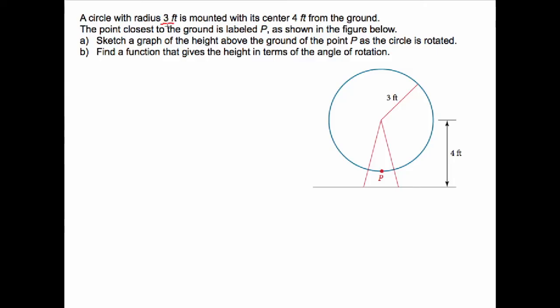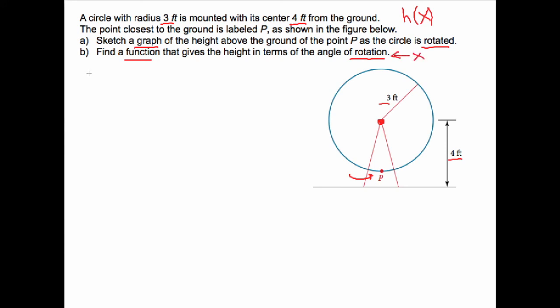A circle with a radius of 3 feet, and that's what we see here, is mounted with its center 4 feet from the ground. So here's the center, and it's 4 feet from the ground. The point closest to the ground is labeled P, as shown in the figure below. We want to sketch a graph of the height above the ground of the point P as the circle is rotated. So these outputs would be h of x, where x is the angle of rotation. Then we want to find a function that gives the height in terms of this angle of rotation. And again, that angle of rotation is what we're calling x.